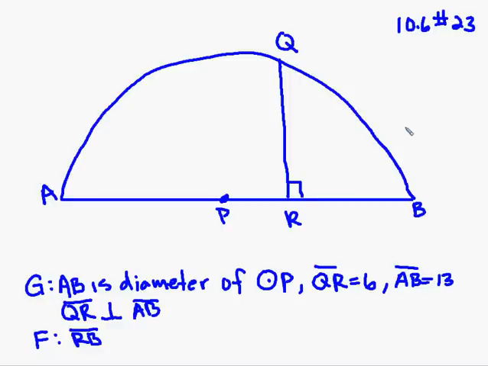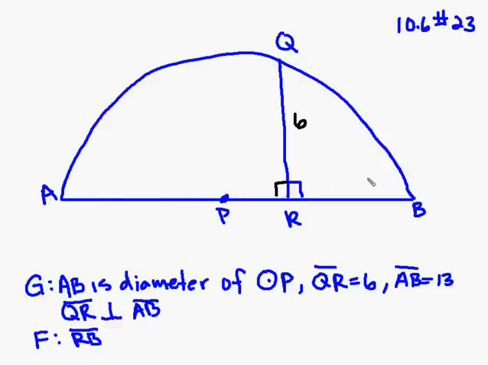Finally, let's move on to the last problem. And this problem incorporates other theorems that we've learned in prior chapters. So we're given that AB is the diameter of circle P. We know that QR is equal to 6, so I'm going to mark that up here. And I know that all of AB is equal to 13. I also know that QR is perpendicular to AB, and so I've marked that up here.